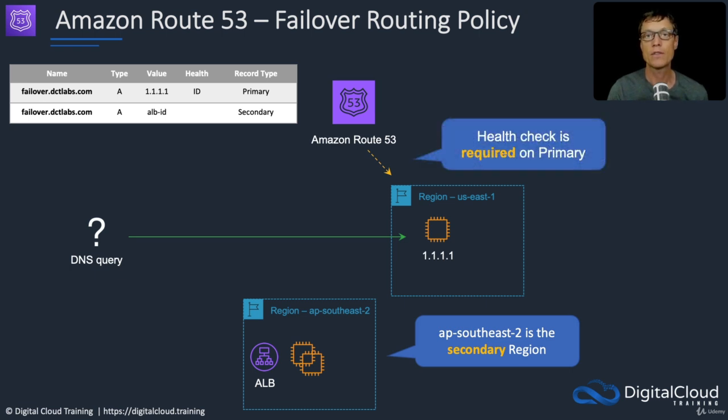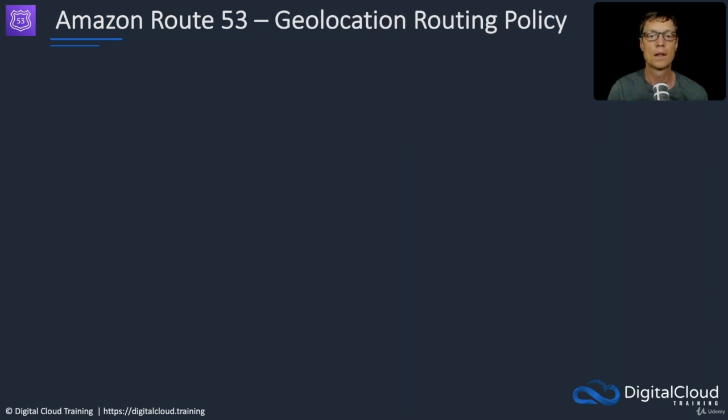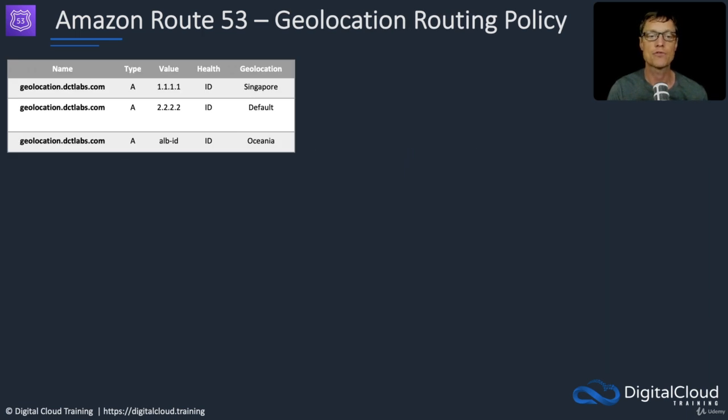So you must have a health check configured because the health check is making sure that that endpoint is actually healthy. Now, if that instance fails, the next time a computer queries DNS, it's going to get a different result. It's going to go to the secondary record instead. So that's failover routing.